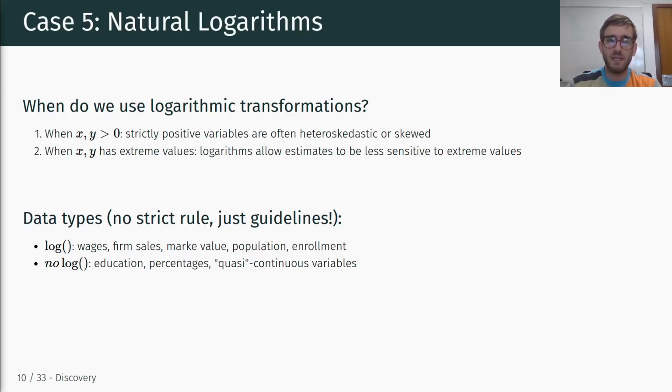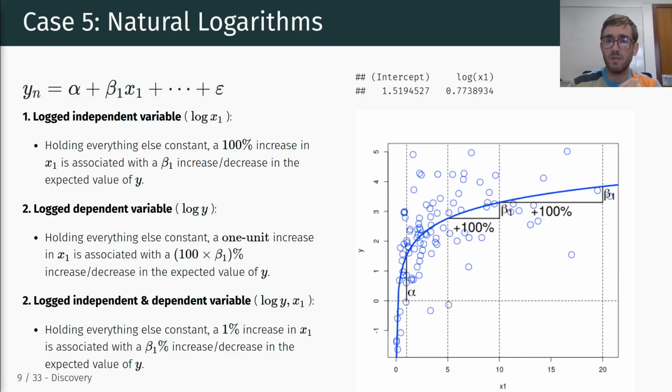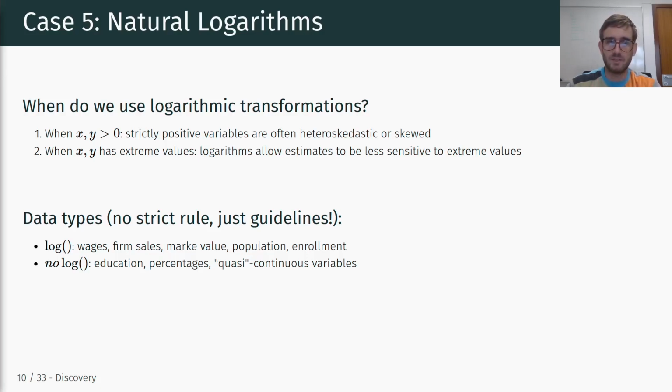Similarly or relatedly, when x and y have very extreme values or outliers, the logarithm basically allows the estimates to be less sensitive to extreme values. And the underlying reason is, for example, if we have a logged x here, that, as you see, for very high values of x, the marginal effect of a 1 unit increase of x decreases. Okay. So when we have extreme values, it can be useful to use natural logarithms as well.